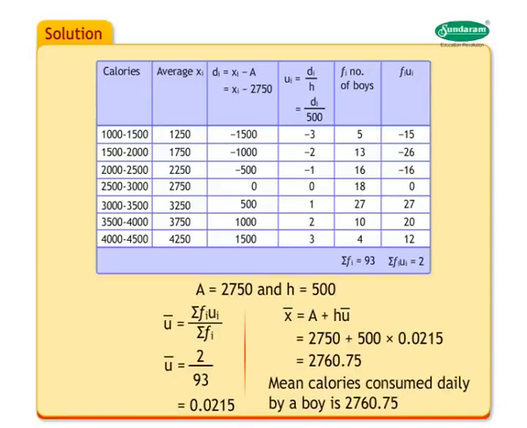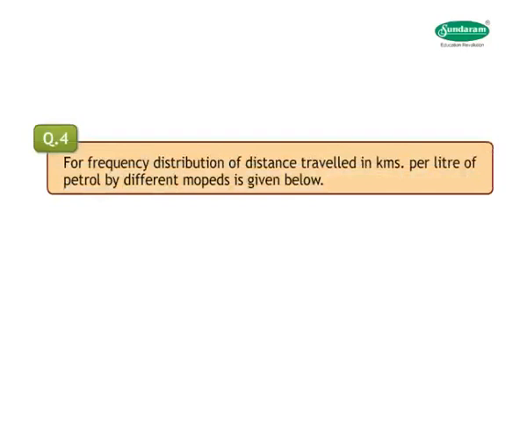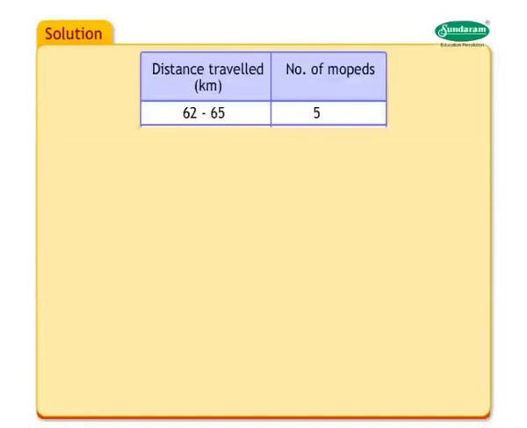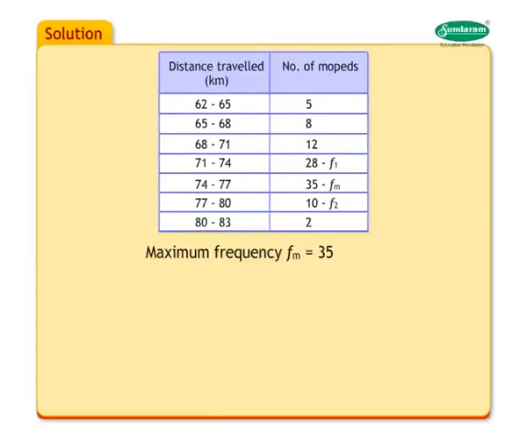Question 4. A frequency distribution of distance travelled in kilometers per litre of petrol by different mopeds is given below. Obtain the modal distance travelled per litre by a moped. Solution. Let us draw a table. Here, maximum frequency fm is equal to 35.